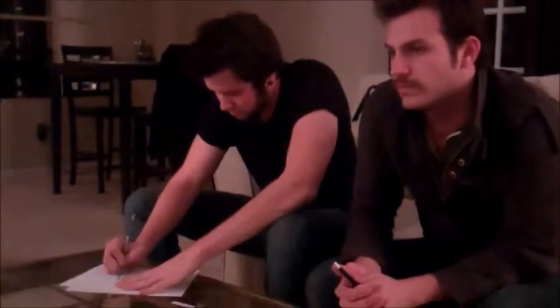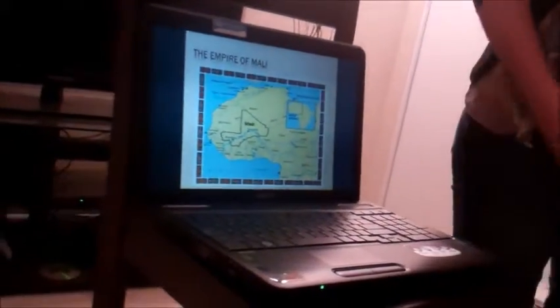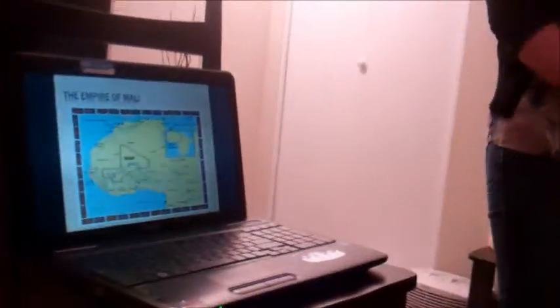This is the Empire of Mali. Now, where do you think that Mali is located? By looking at this picture, where do you think it's located? In the circle. In the circle? What circle? Do you mean the black lines? You can come up and show me if you want to. Where is this?